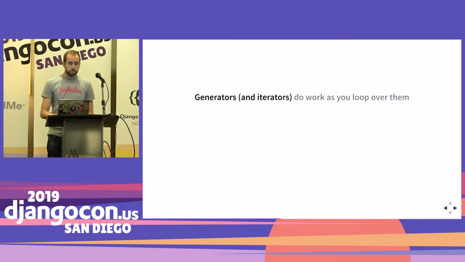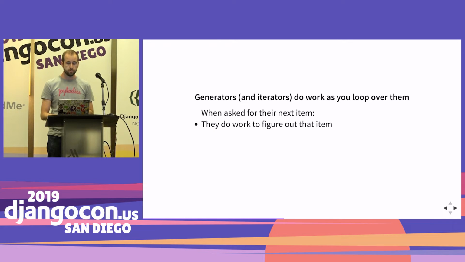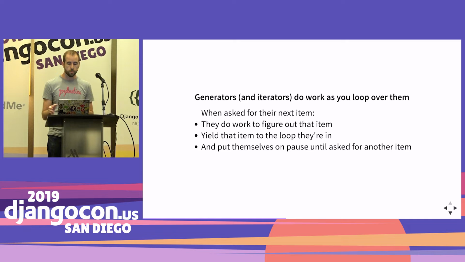Generators and all iterators compute their items as you loop over them. When you ask a generator for its next item, it will execute some code to figure out what that item is. It'll yield that item to you, to whoever it is who's looping over it there, and it will put itself on pause until you ask it to generate another item for you. So lazy looping is all about not doing any work at all until just before the moment where you need that next item.